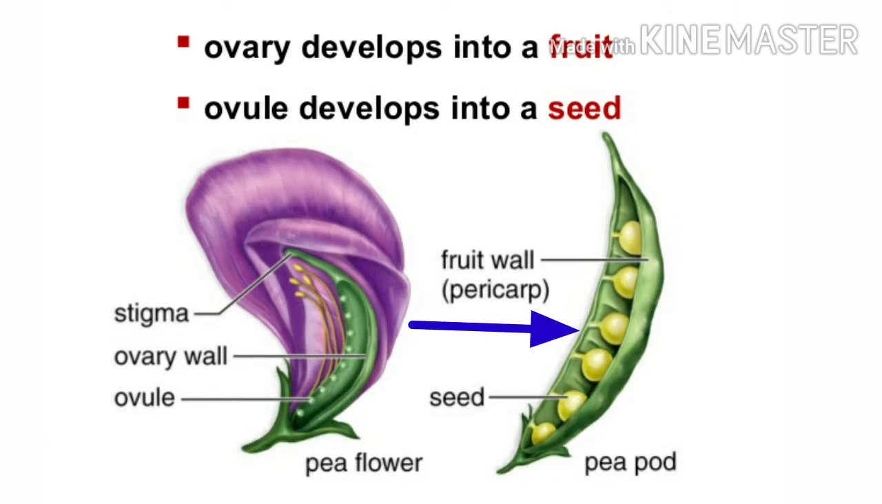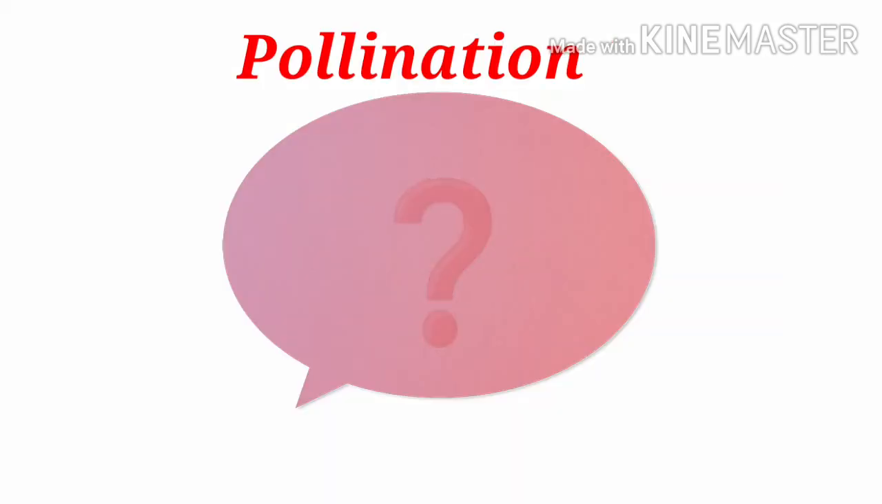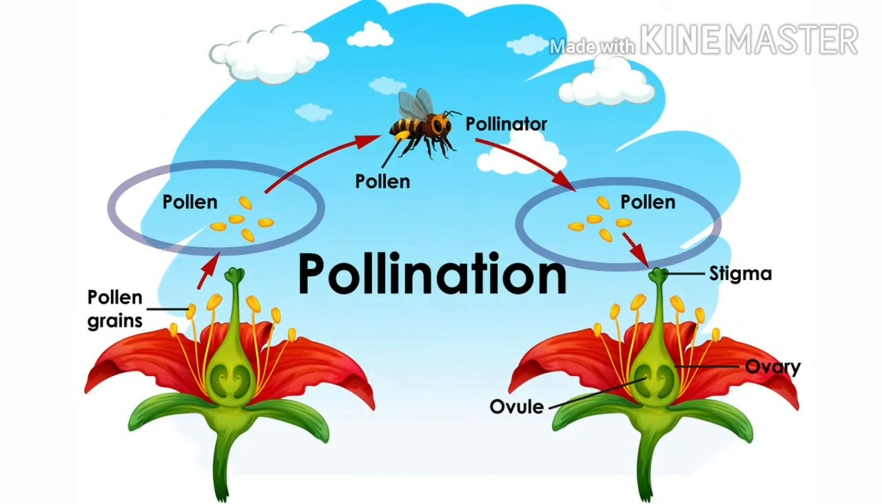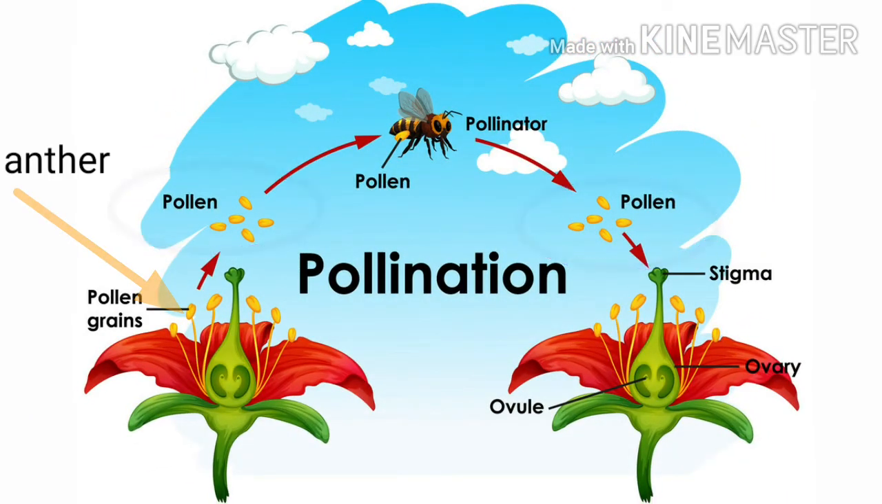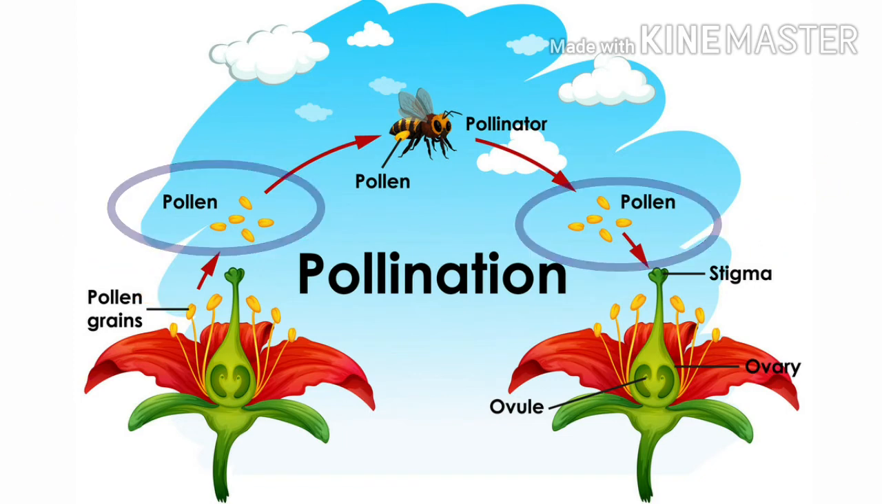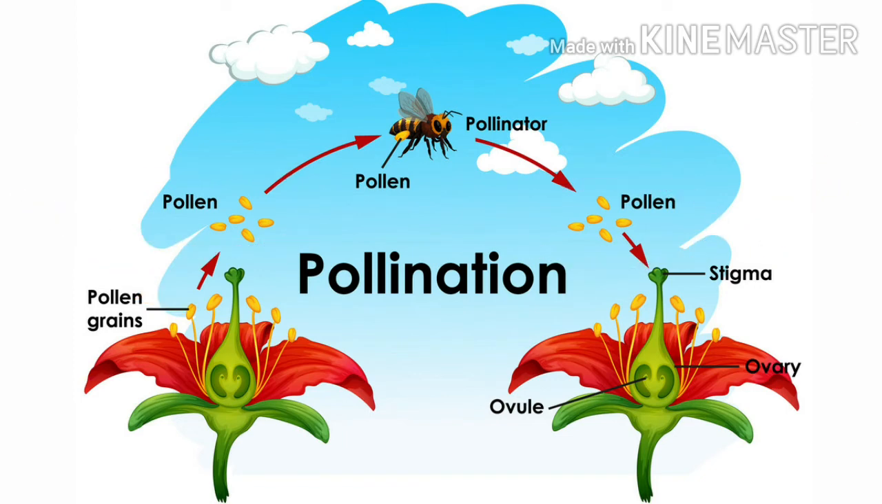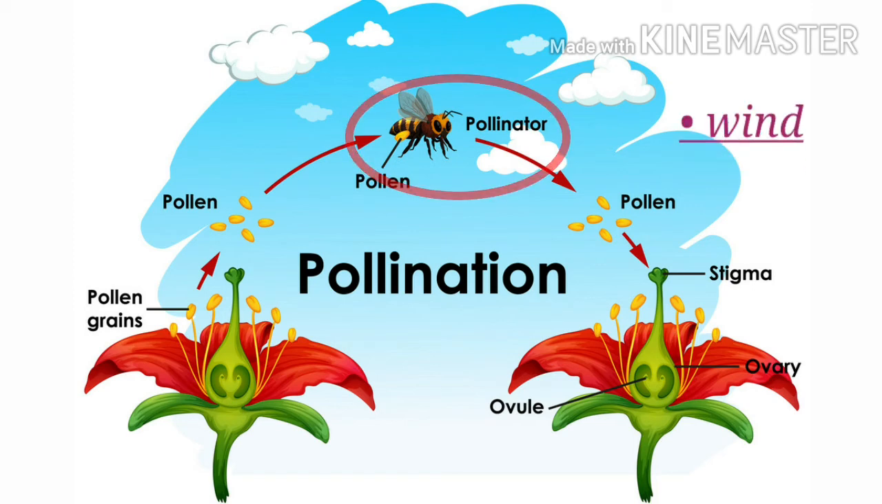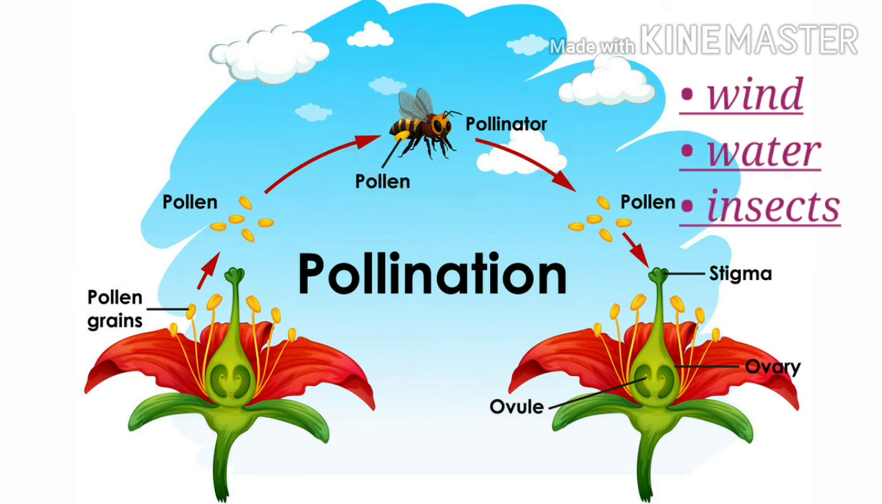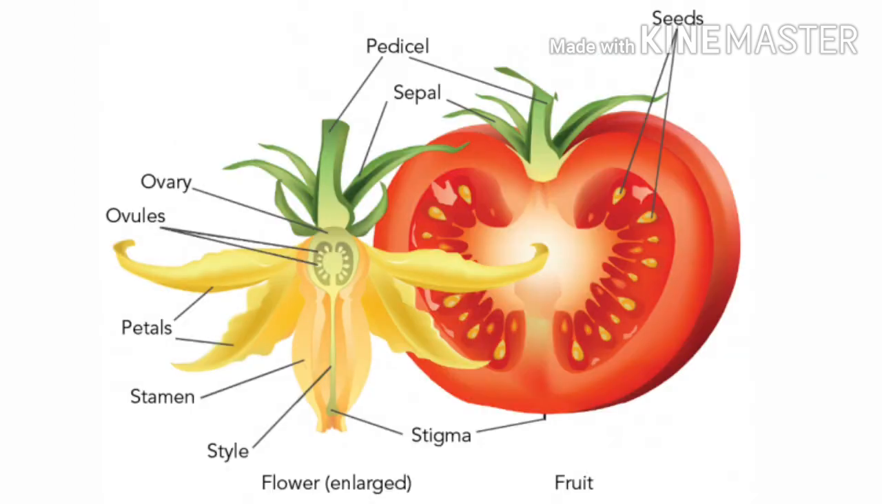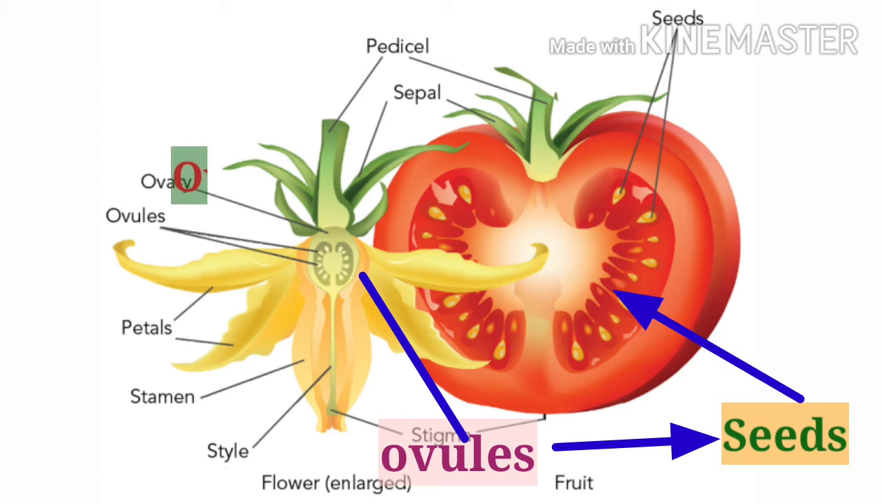Flowers are developed into fruits and form seeds by the process of pollination. So, what is pollination? The transfer of pollen grains from the anther to the stigma of the same flower or another flower of the same kind by agents such as wind, water or insects such as bees, butterflies is called pollination. After pollination, the ovules change into seeds and the ovary of the flower grows and develops into a fruit.